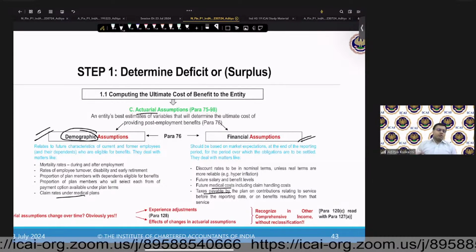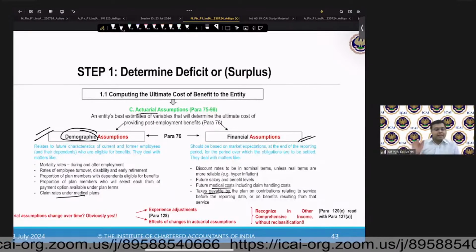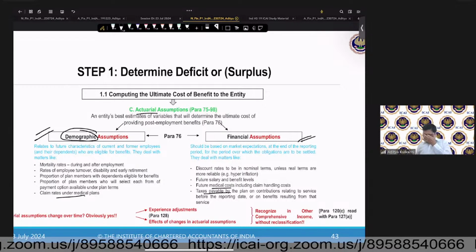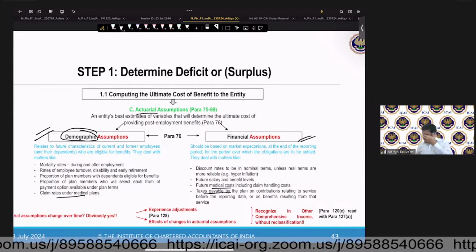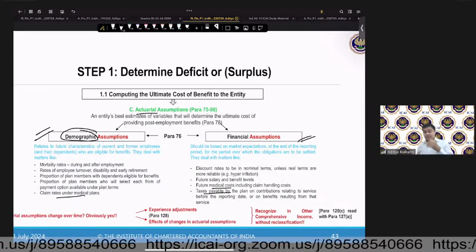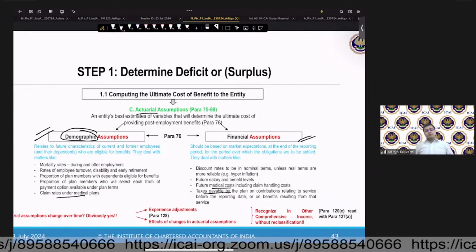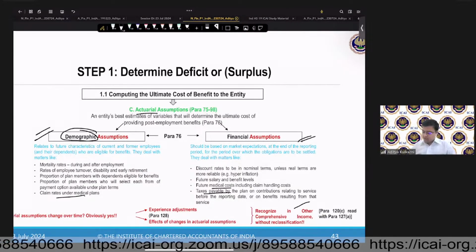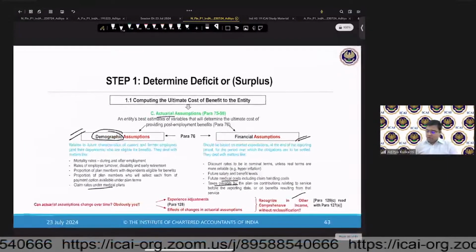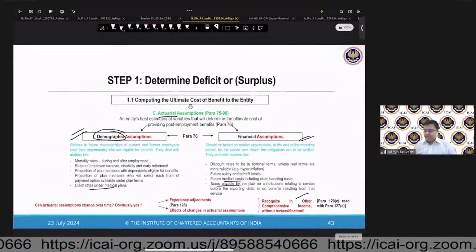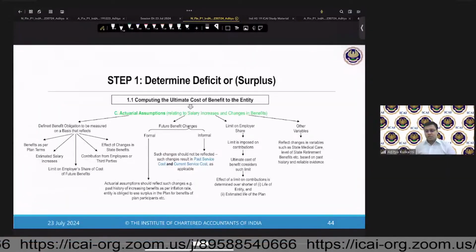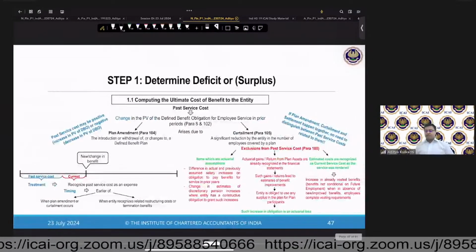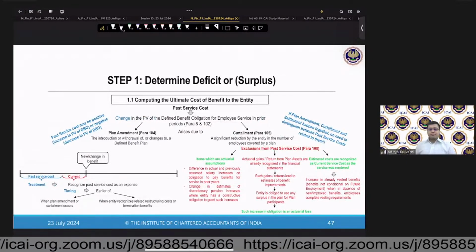Company has no control. So because of that, whatever impact hits my profit, it has to get absorbed in other comprehensive income. And mind you, this is non-reclassifiable OCI. So that takes care of this. All right. Determine deficit or surplus. So just go through this. Nothing much left to discuss.